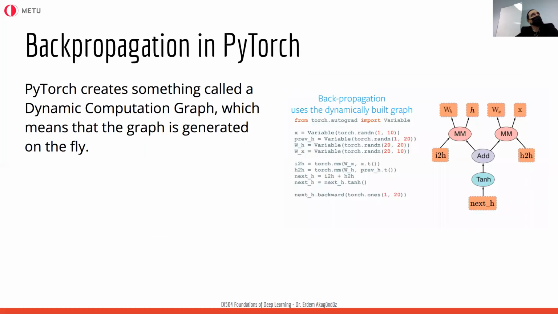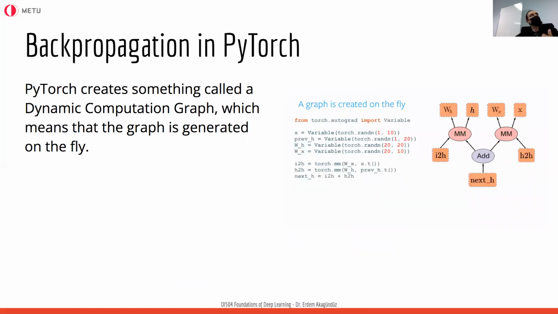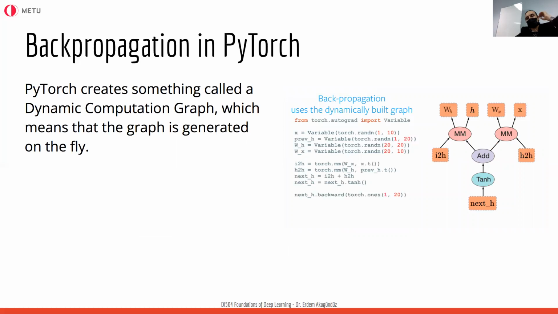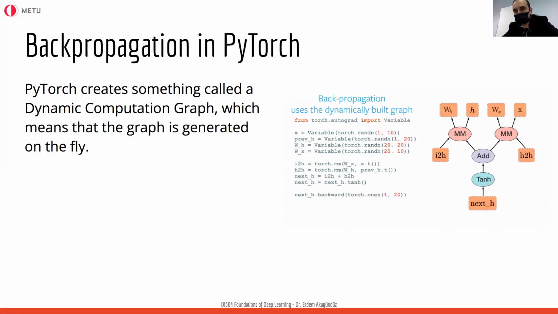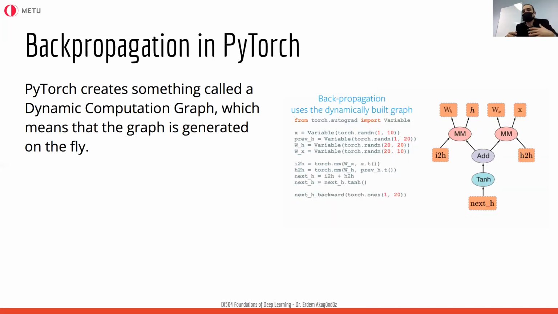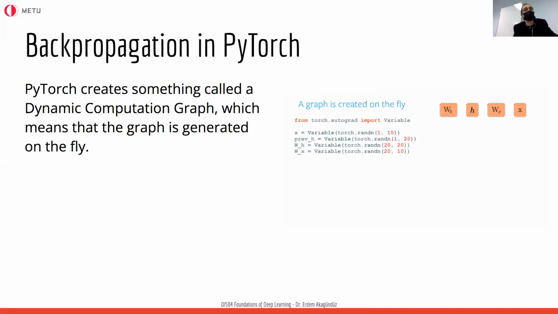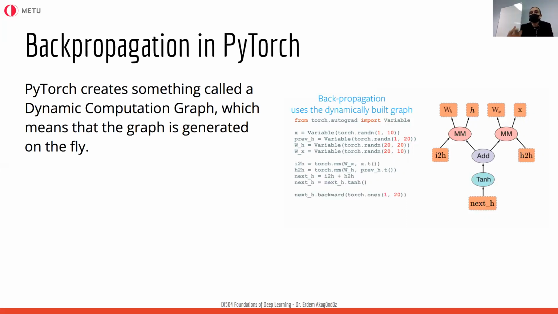But it is not much different in other frameworks. The nice thing is, autograd creates it on the fly, so as long as you give the data structures, the nodes that PyTorch and autograd can recognize and take the derivative of, there is no limit in the architecture you can create. That's why PyTorch and TensorFlow are so powerful. You can create any type of architecture you need.